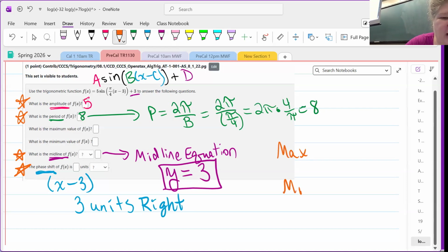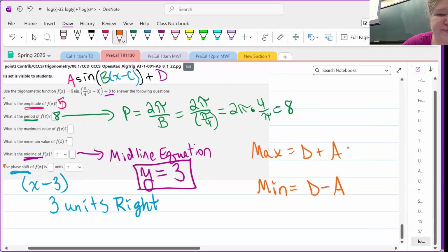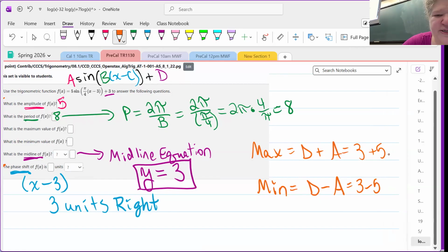Now, for finishing the problem out for web work, the max and the min are: take the midline value and add the amplitude, or take the midline value and subtract the amplitude. So we'll have 3 + 5 and 3 - 5. So we get 8 and -2.